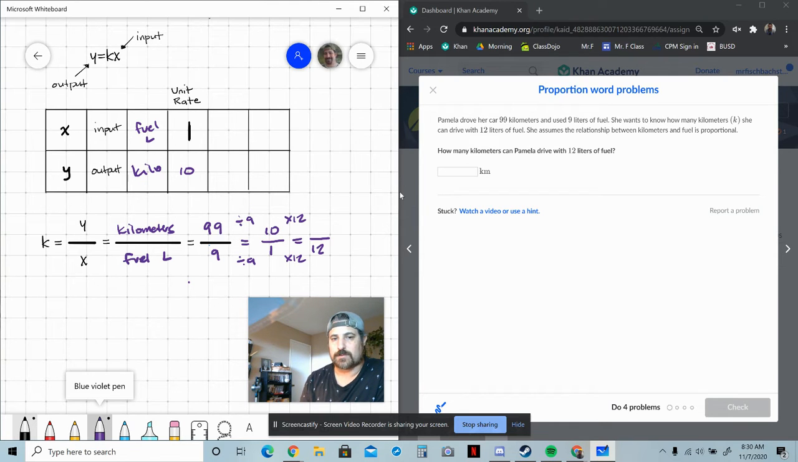So 10 times 12 is what? 120. So if you're getting 10 kilometers per liter, you're going to get 120 kilometers that you can travel in 12 liters. And you guys can see that that ratio stays the same throughout.